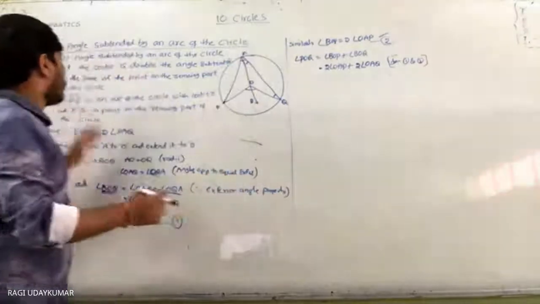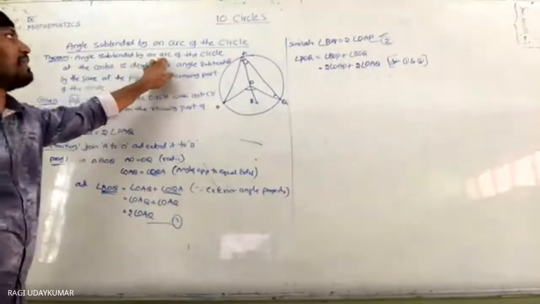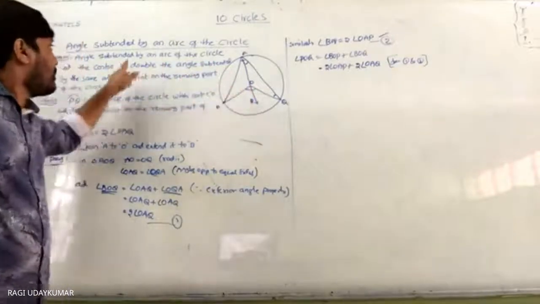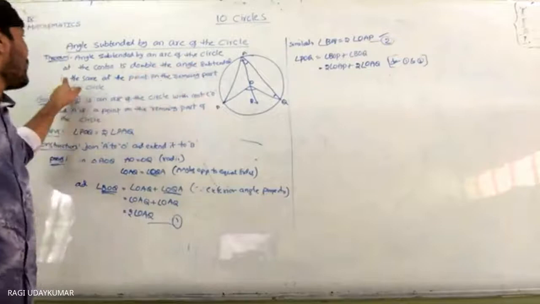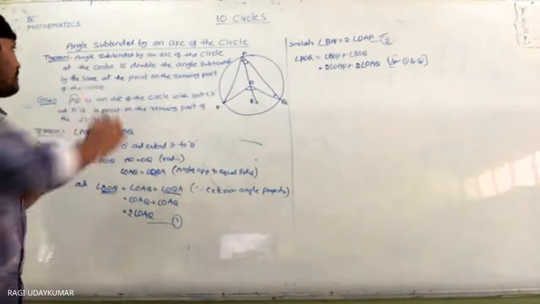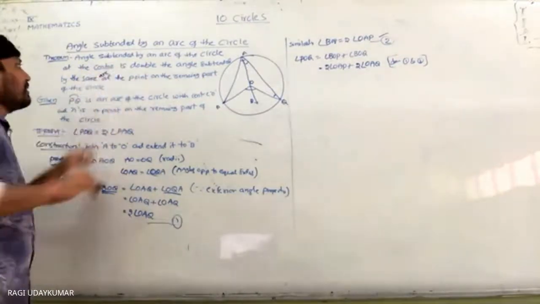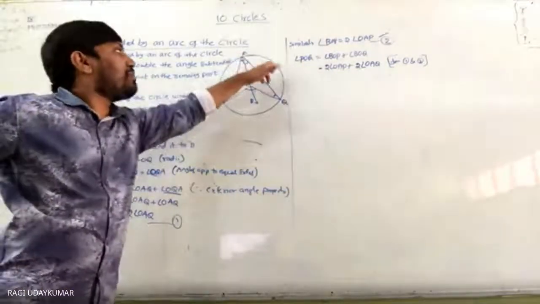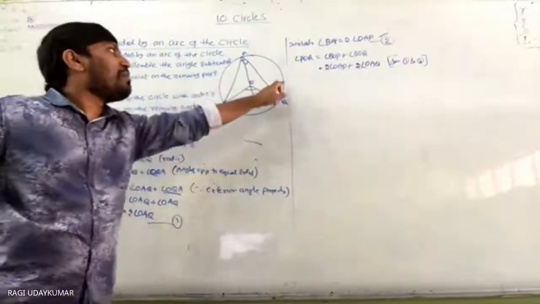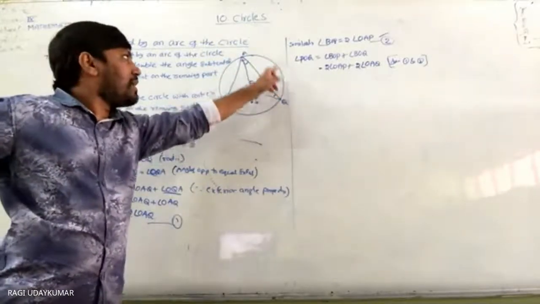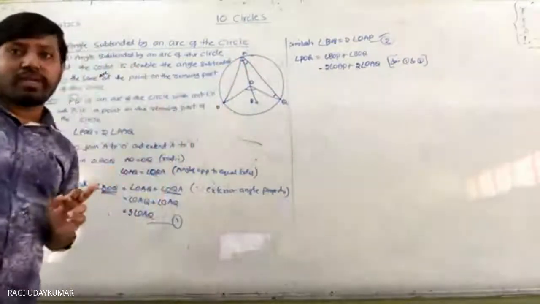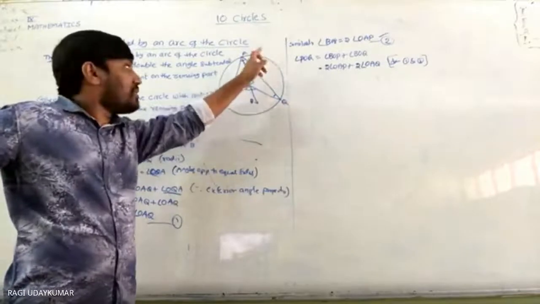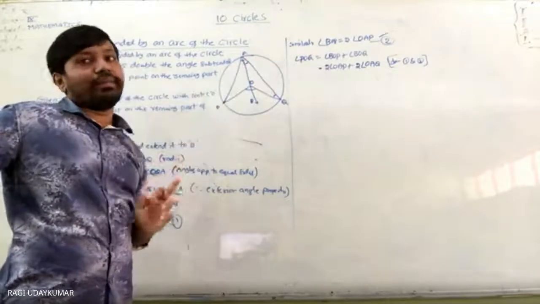So the theorem says to you that the angle subtended by an arc of the circle at the center, the angle at the center will be how much? It is double the angle subtended by the same arc at a point on the remaining part of the circle. So any remaining part means take a point anywhere in the remaining part. It may be here, anywhere else you take the point. So the angle whatever it is making, this angle will be double that one.